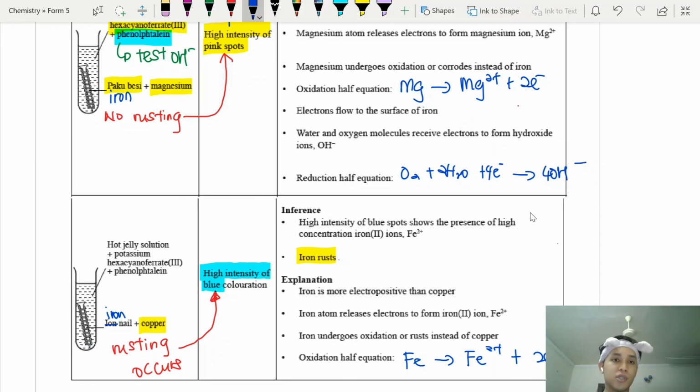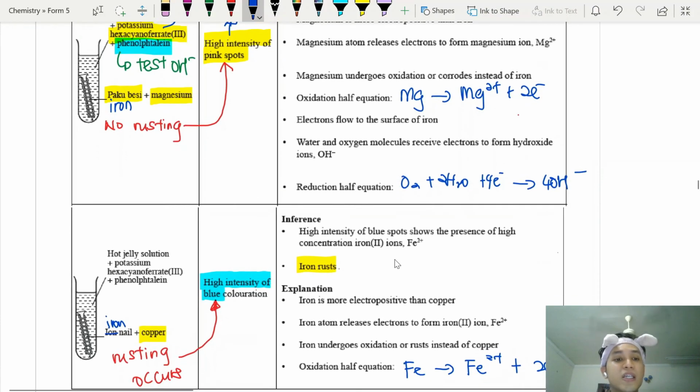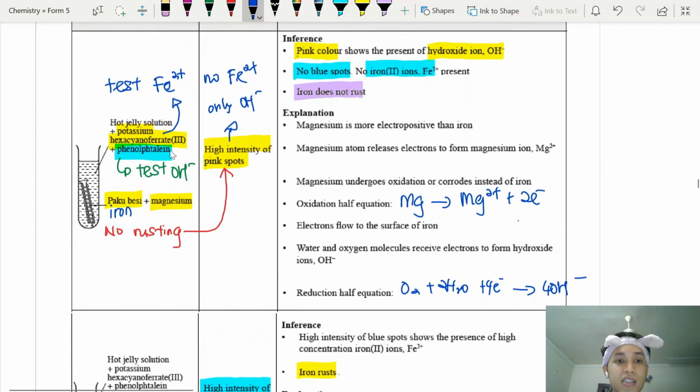Today you have learned three things: the mechanism of rusting, how it happens; the factors that cause rusting to happen faster; and how we can stop rusting from happening, using electropositive metal and less electropositive metal. You need to understand the whole storyline right here. Once you understand the whole storyline, it's going to be easier for you to answer your questions. And then finally is the observation right here.